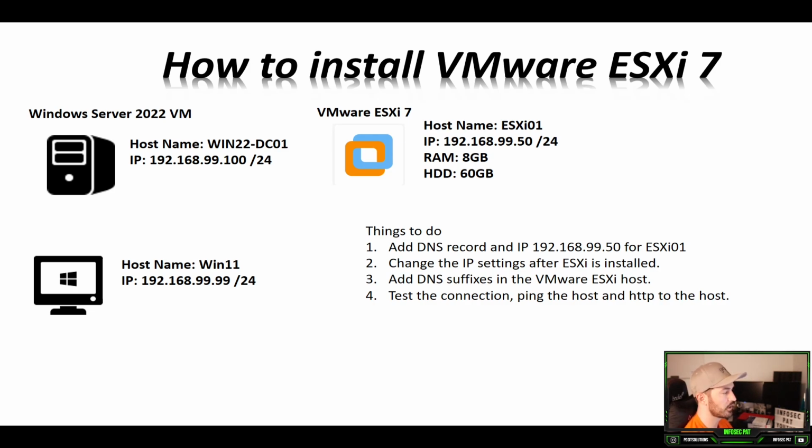We're going to be putting it on the IP address of 192.168.99.50. We're going to assign 8 gigs of memory and 60 gig hard drive. Okay? Just because I don't have much storage, I don't have much resources, but the theory is still good to go. All right? So the things that we're going to need to do in this video, we're going to have to install it. That's number one, install ESXi. We're going to be adding DNS records. We're going to change the IP address to the ESXi host.